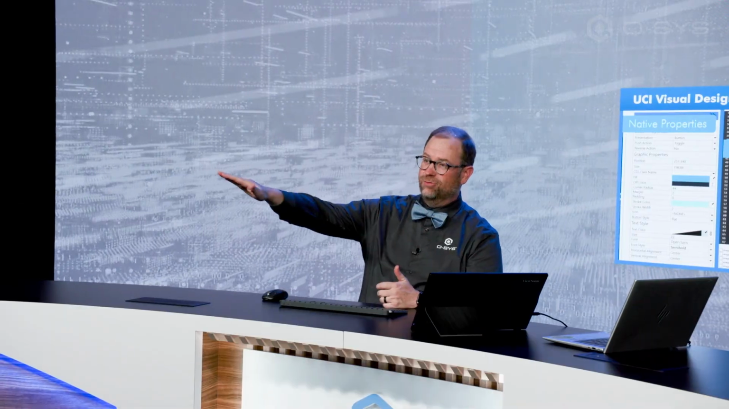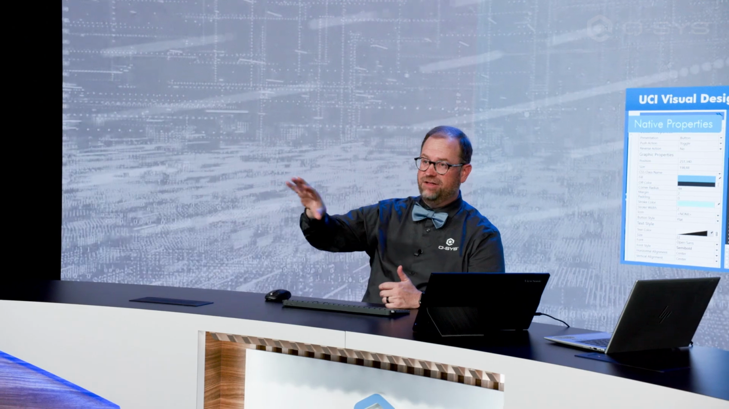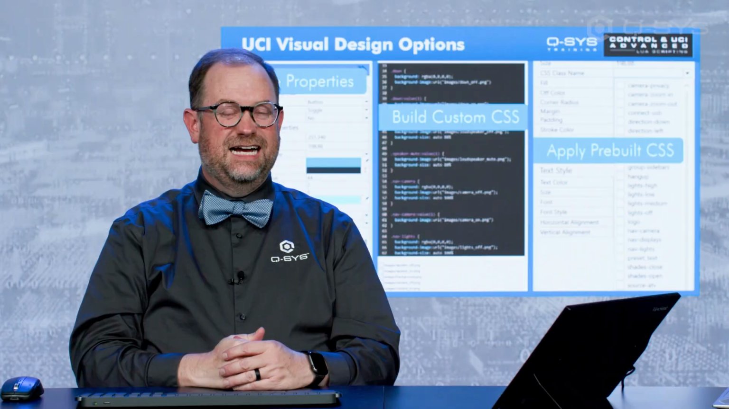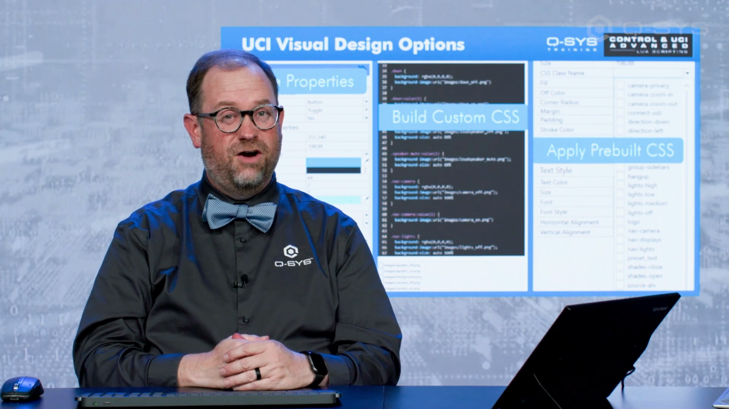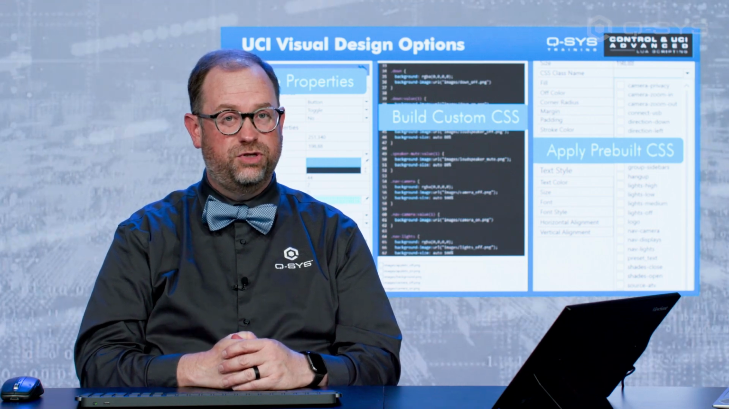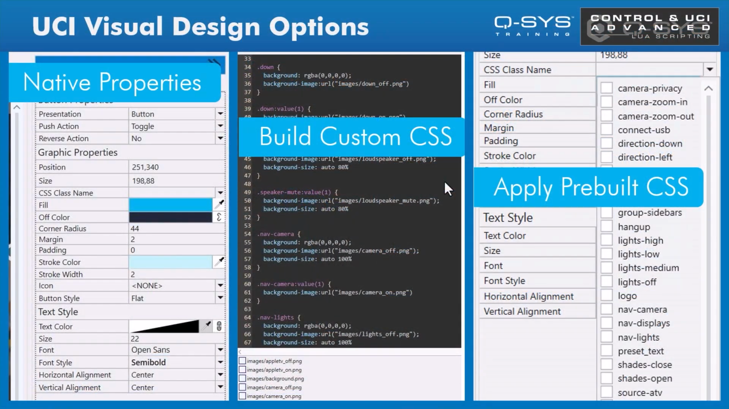But when we start getting out there and have a lot of controls, the whole idea of having a style sheet becomes far more valuable to you. So what is a CSS style sheet after all? It's a cascading style sheet.